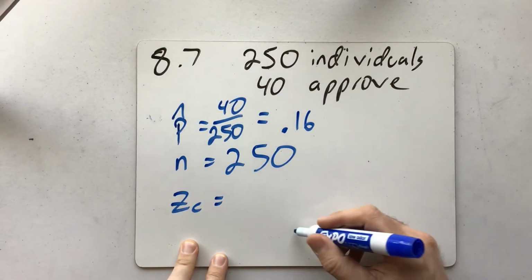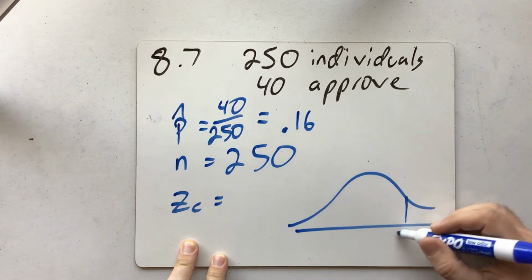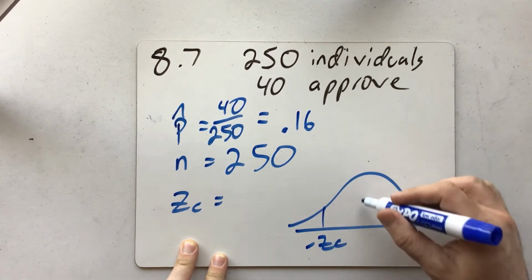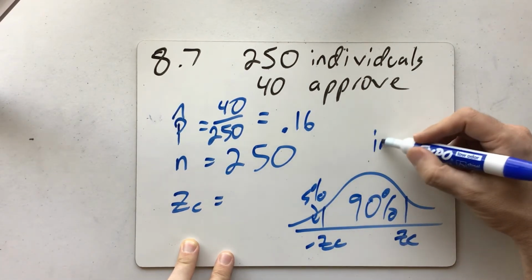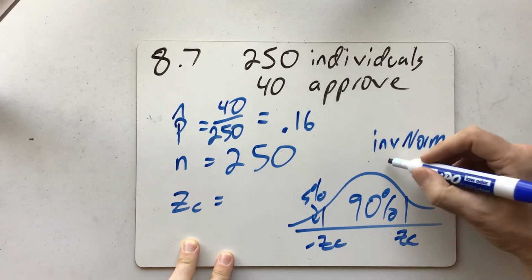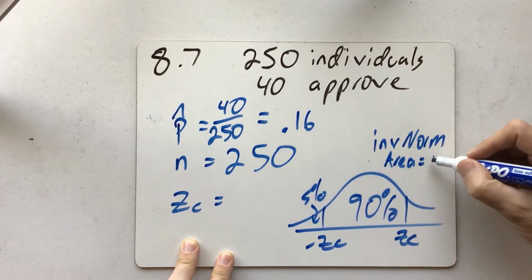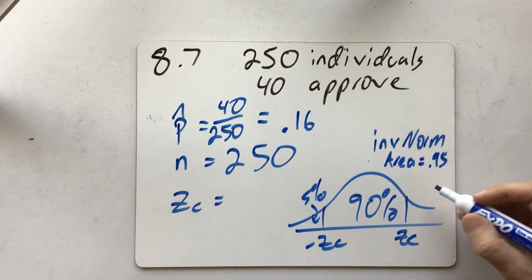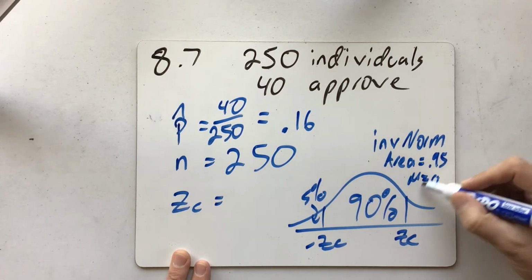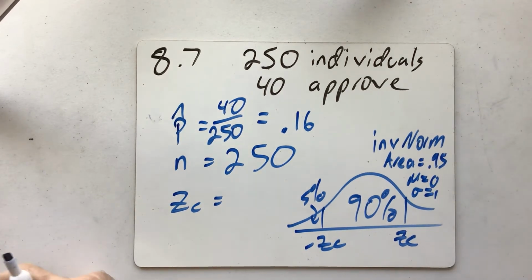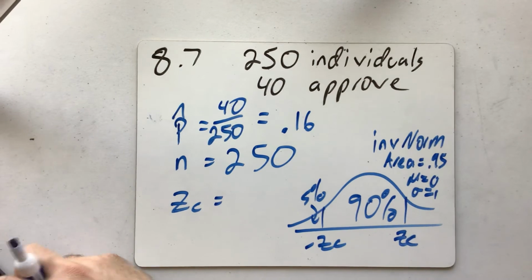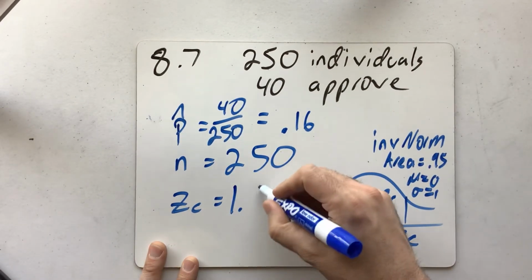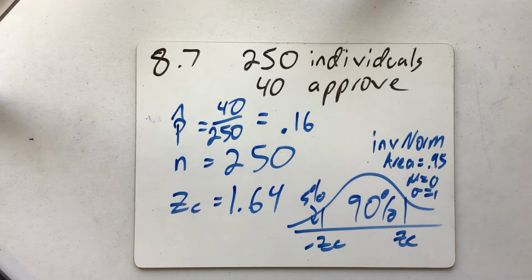So that means I'm drawing my picture here. I have zc here, I have negative zc here. I want 90% in the middle. I also have 5% here. So I'm going to use inverse norm, and I'm going to use my area equal to 0.95. My mu is going to be 0 and my sigma is going to be 1. I put all that in my calculator, inverse norm 0.95, and I get 1.64 for my zc. This has happened enough that I feel like I should probably have this memorized by this point.